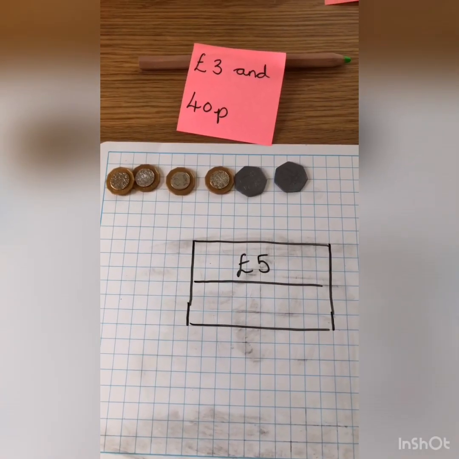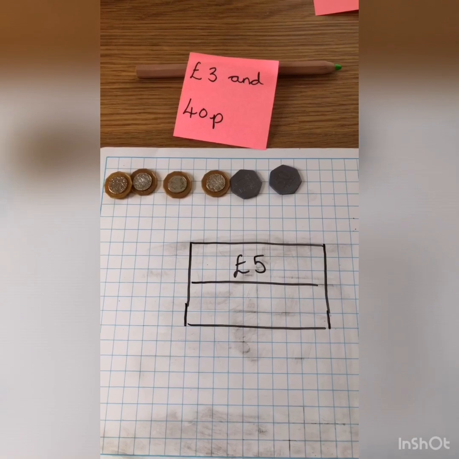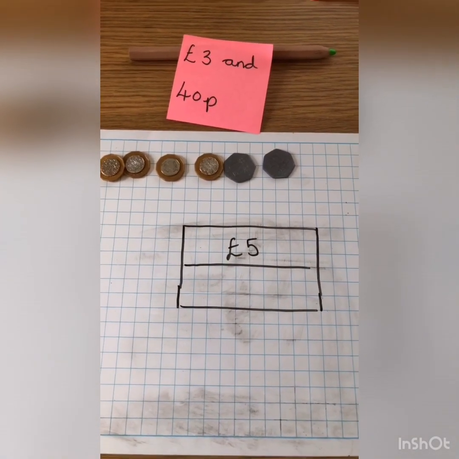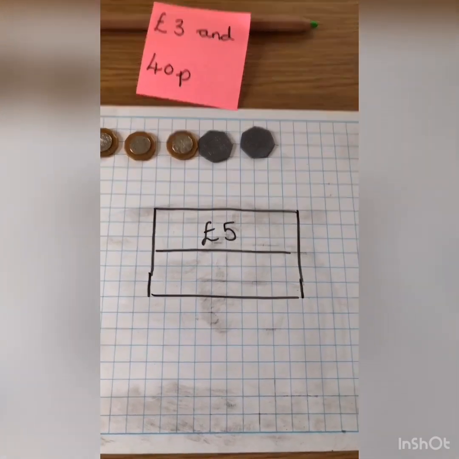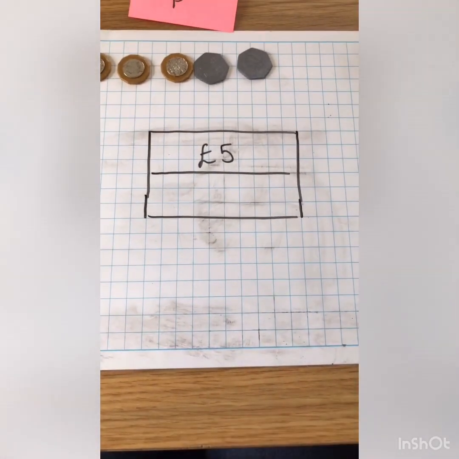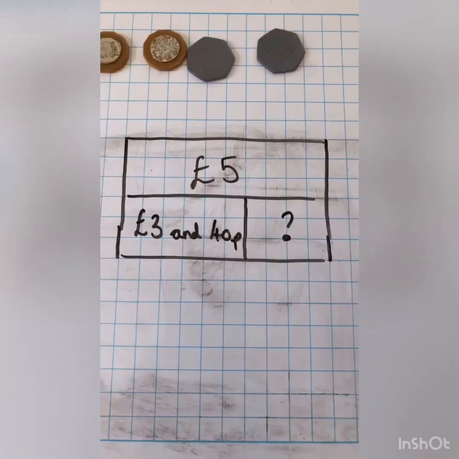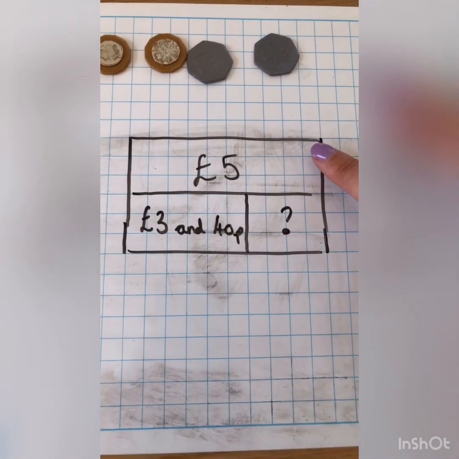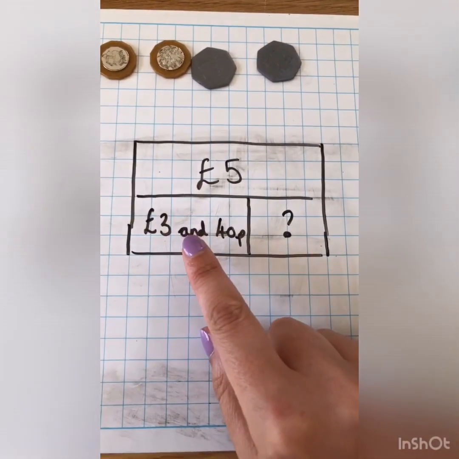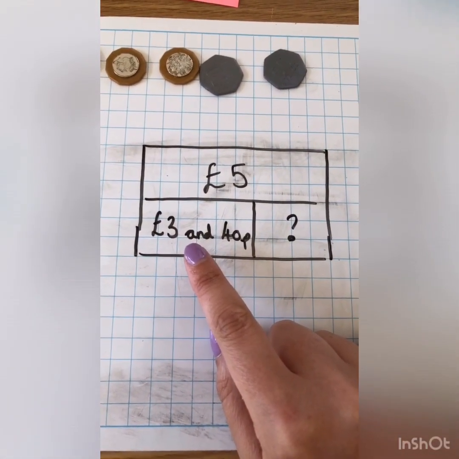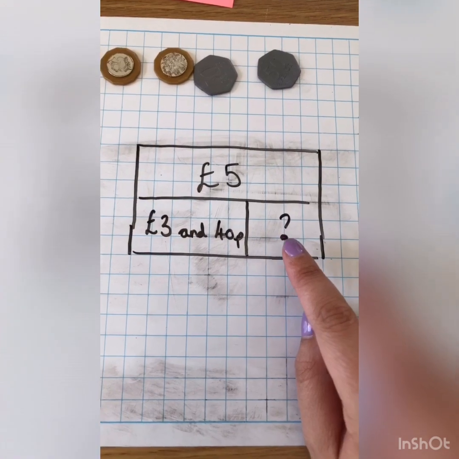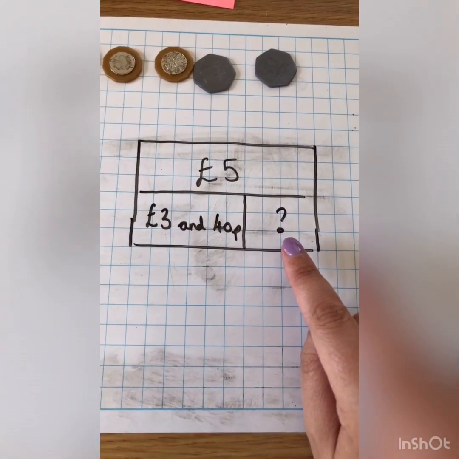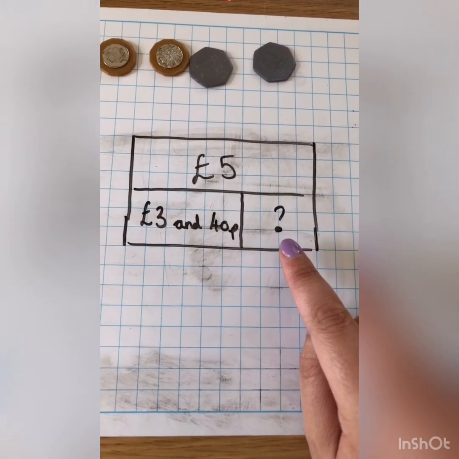I have chosen to buy the green highlighter, and I know I only have £5 to spend. So I'm going to use a bar model to try and help me work out which calculation I might have to do. From my bar model, I can see I have £5 to spend. I can see I have spent £3 and 40p, and my question mark is the change I would get back. Can you help me with the calculation I might have to do?